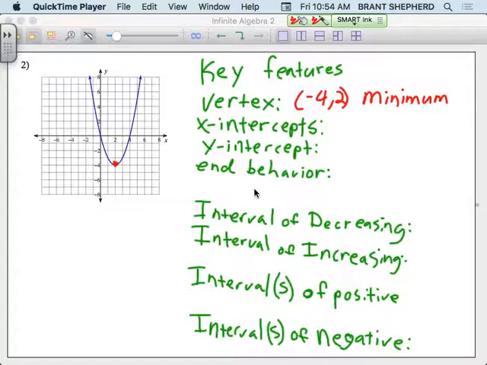My x-intercepts is simply where it crosses the x-axis. So there and there, at 0, 0, and 4, 0. Those are my two x-intercepts. My y-intercept is simply where it crosses the y-axis. Well, we can see it's crossing the y-axis right here. And so it's going to be the same as one of our x-intercepts. It's going to be 0, 0.